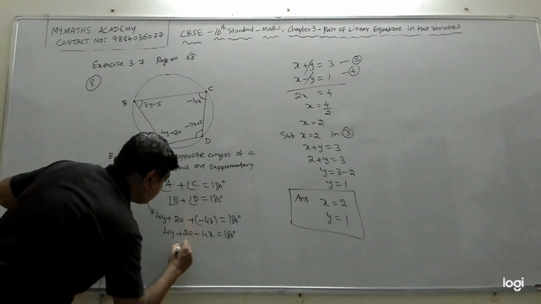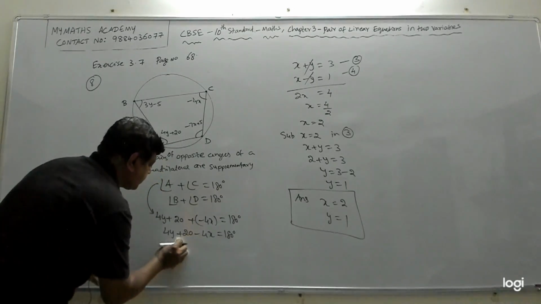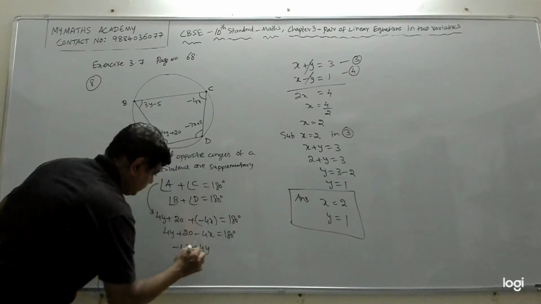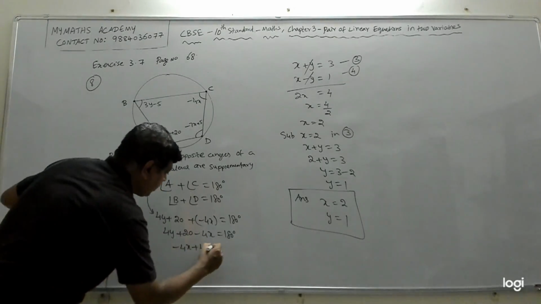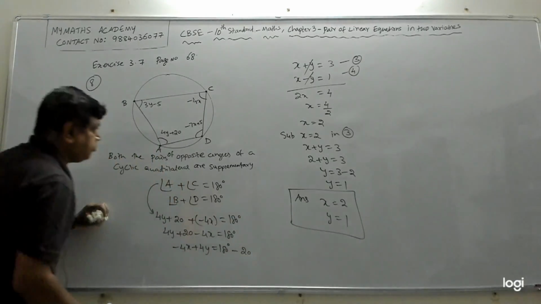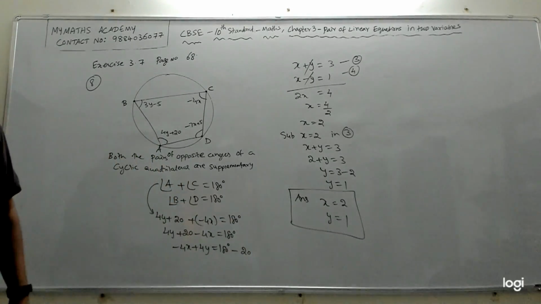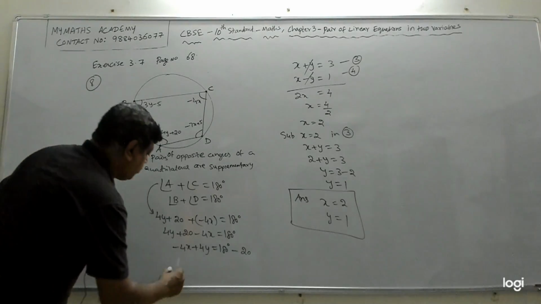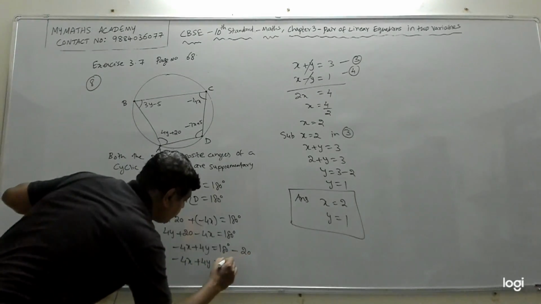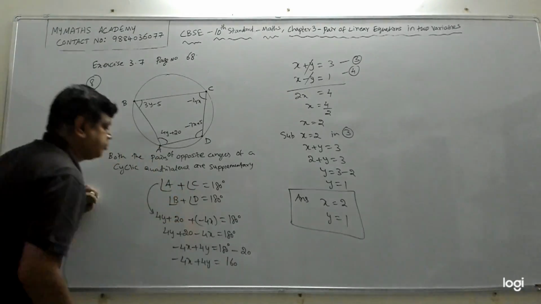Then I will have 4y, or I will write first x. But so minus 4x plus 4y. I'm writing this minus 4x and plus 4y equal to 180 degree minus this 20 will go here, 20 degree. Fine. So then what is this? So minus 4x plus 4y will be equal to 180 minus 20 is 160.